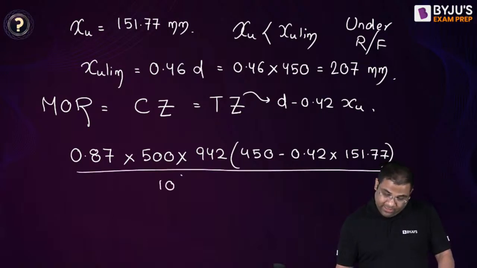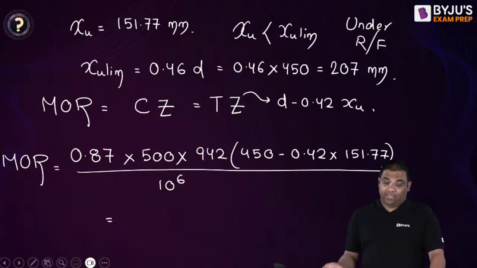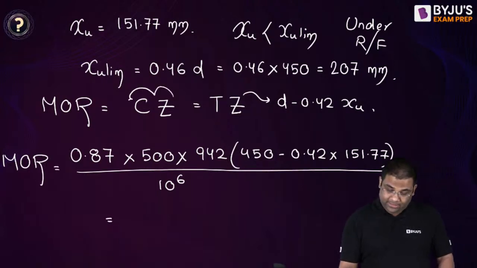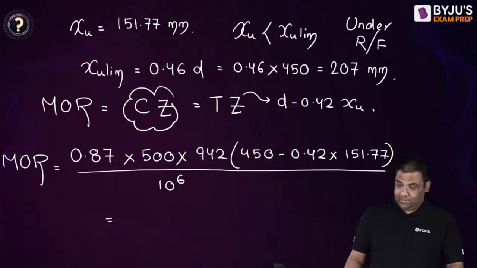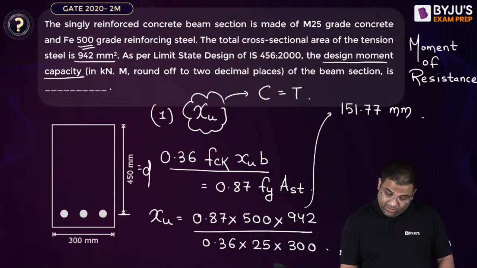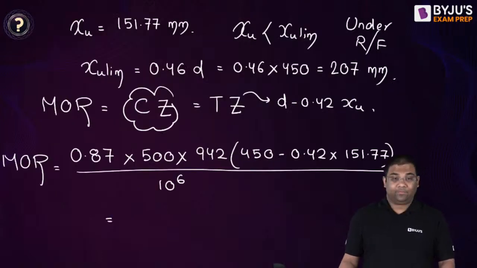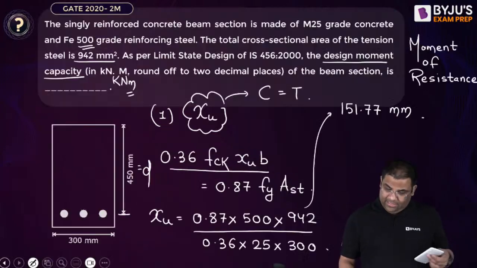Now see, this answer you will get in Newton mm, right? If you want to convert into kilonewton meter, you will divide by 10 to the power 6. So how much are you getting MOR, tell me? Very simple. You will get the same answer if you solve by C into Z, right? If you put C and then multiply Z, you also get the same answer. Why do we divide by 10 to the power 6 to convert into kilonewton meter? Because it is asked in kilonewton meter. This is a printing mistake, kilonewton meter. So how much are you getting?